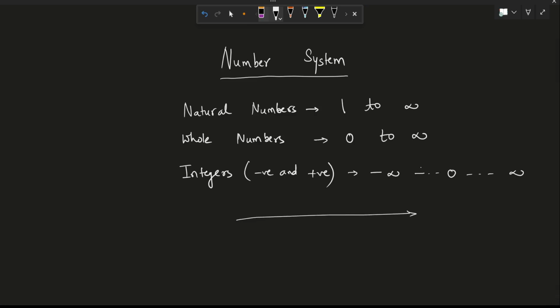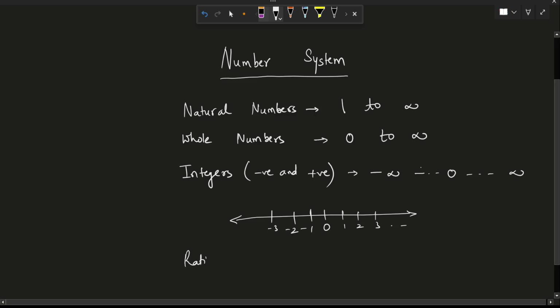If you remember, you would have done the number line also. So you have 0. To the right of 0, you have all the positive numbers, and to the left of 0, you have all the negative numbers. Then you learnt rational numbers.